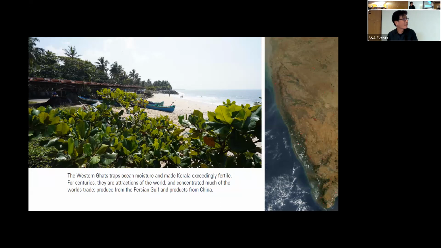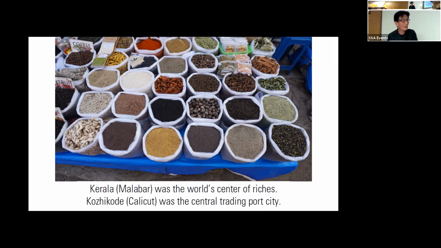And what it has offered the world is an endless supply of different varieties of spices: black pepper, cinnamon, cardamom and ginger. There are a lot of things that became very valuable in many different parts of the world.